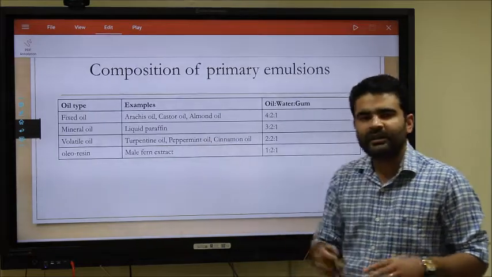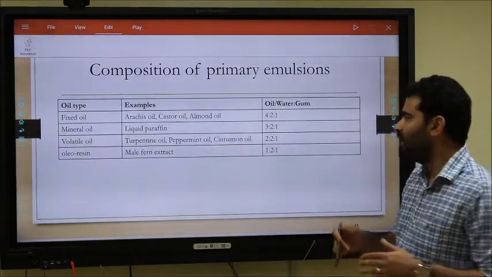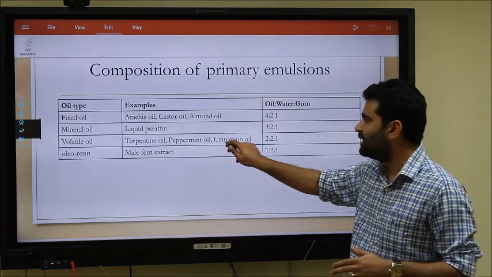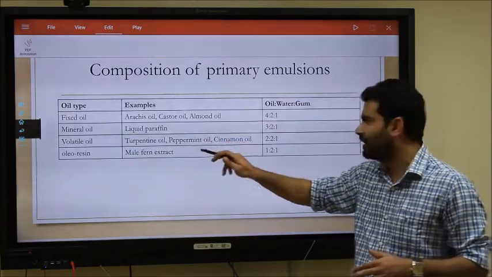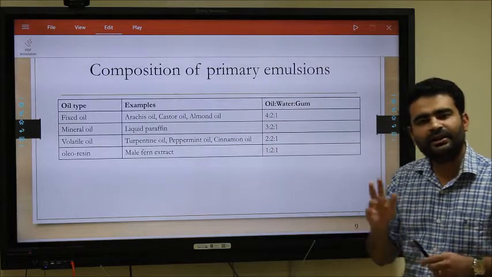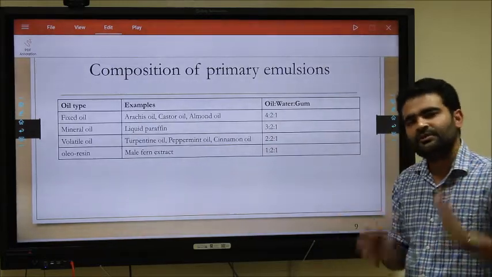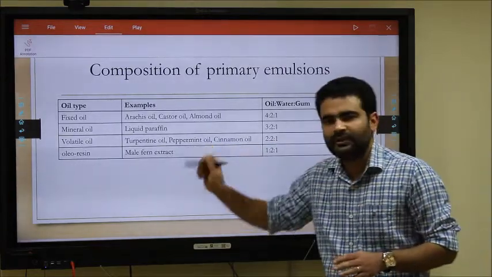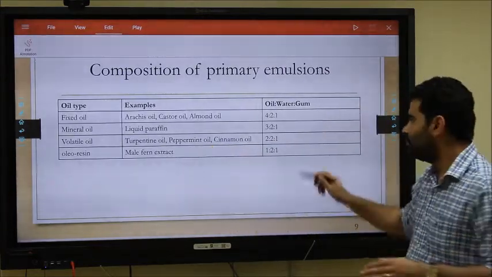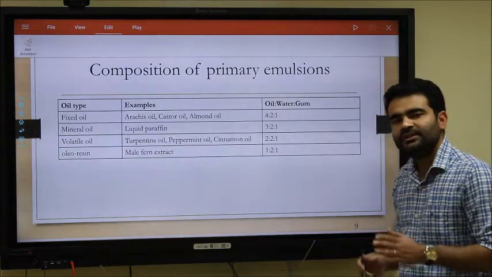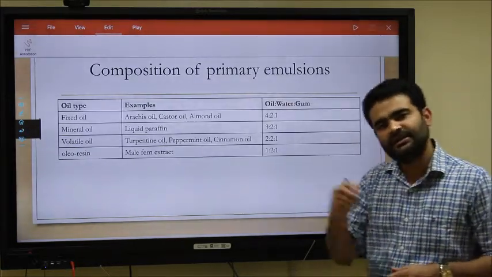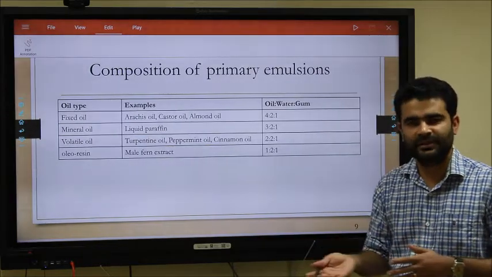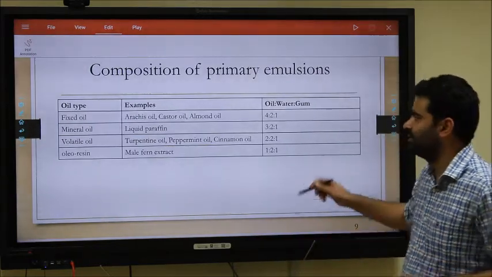In the case of volatile oil, the concentration of oil is further reduced to prepare the emulsion. Examples of volatile oil are cinnamon, peppermint, and turpentine oil. These oils are added in only 2 parts: 2 parts of volatile oil, 2 parts of water, and 1 part of gum. In the case of oleoresin, the concentration is further reduced to just 1 part. 1 part of resin, 2 parts of water, and 1 part of gum are triturated together to form the primary emulsion, and then diluted suitably with the dispersion phase.